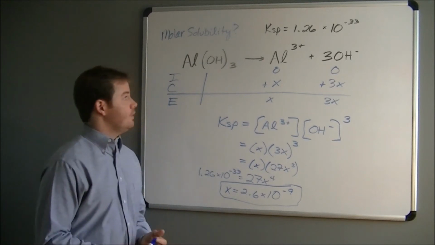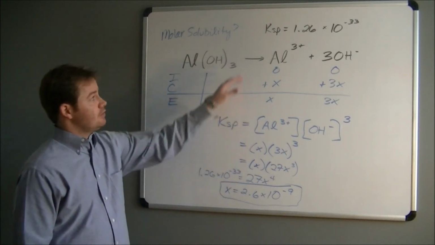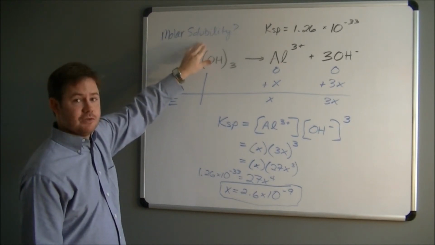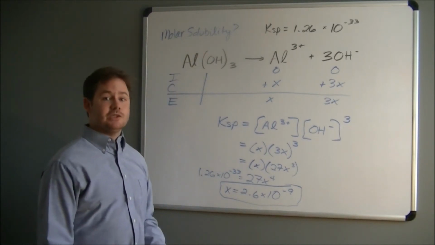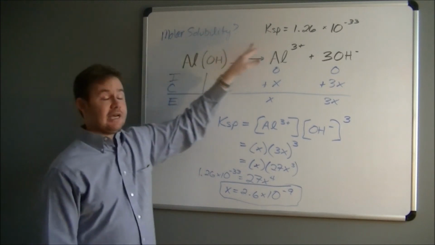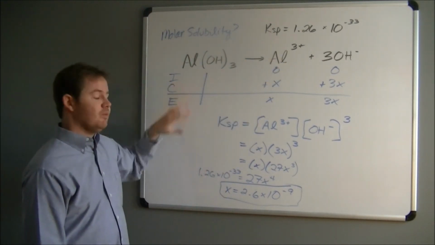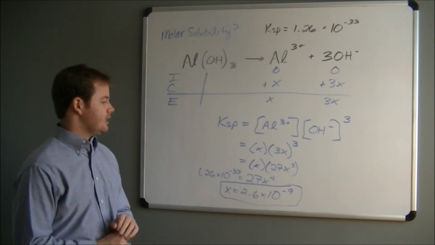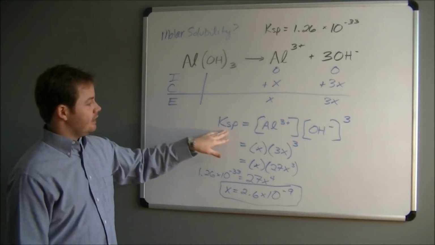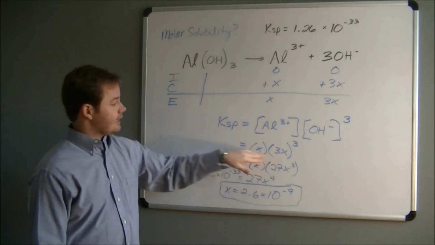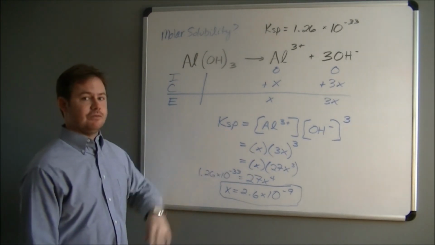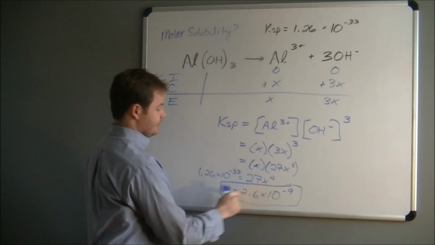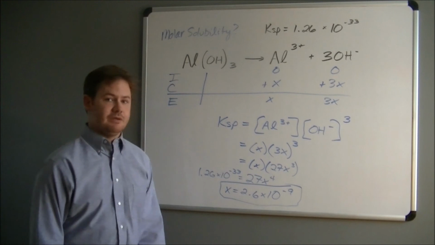So hopefully we now have a pretty good understanding of what to do with KSP problems that give us the KSP and ask for the molar solubility. If a question were to give you the molar solubility and ask for KSP, the setup will be exactly the same as what we see here. The only change that you'd need to make in that situation is you'd be plugging in your value of molar solubility for x, and you'd be solving for your value of KSP. So we would just flip-flop here, plugging in the value for x, and then solving for that KSP value.